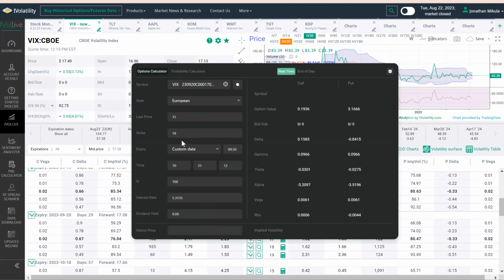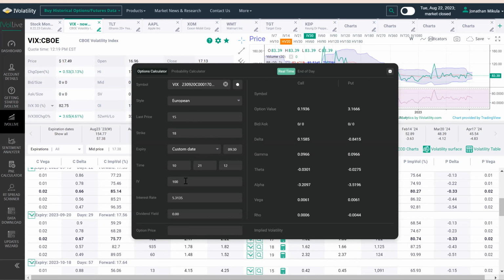So what's so cool about this is you're able to play market maker with whichever option you like best. You could change the price of the underlying, again, that's the VIX. You can change the strike price to whatever you like. You could change the expiration date. You can change the time to expiration.